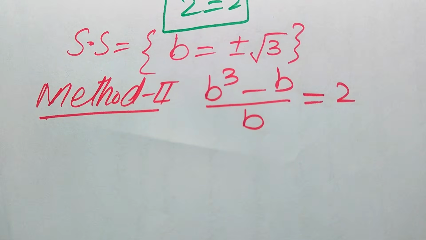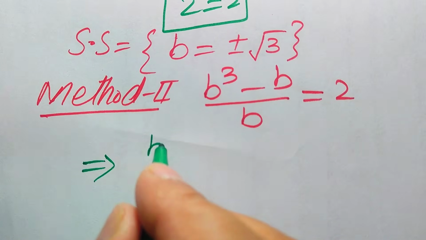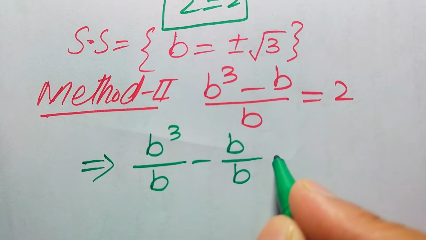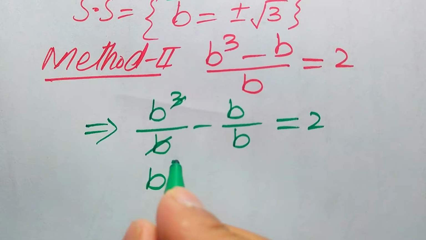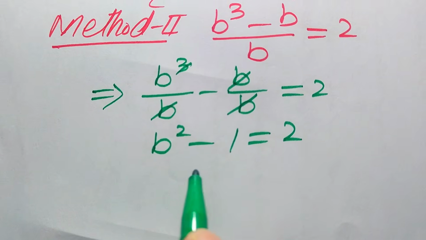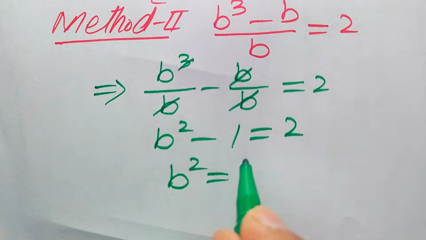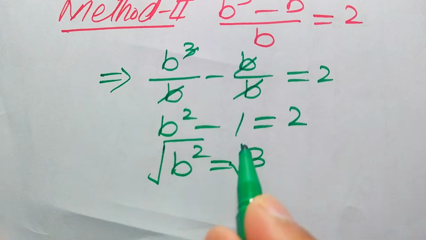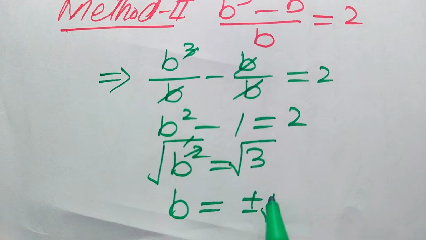This is our second method, and here we need to break this fraction. When we break it, it is written as b cubed divided by b minus b divided by b equals 2. This b and this b are gone, and we get b squared minus 1 equals 2. So we move minus 1 to the right hand side, and we get b squared equals 3, and for the values of b we apply square root on both sides. So the square and square root are gone, and we get b equals plus minus square root of 3.